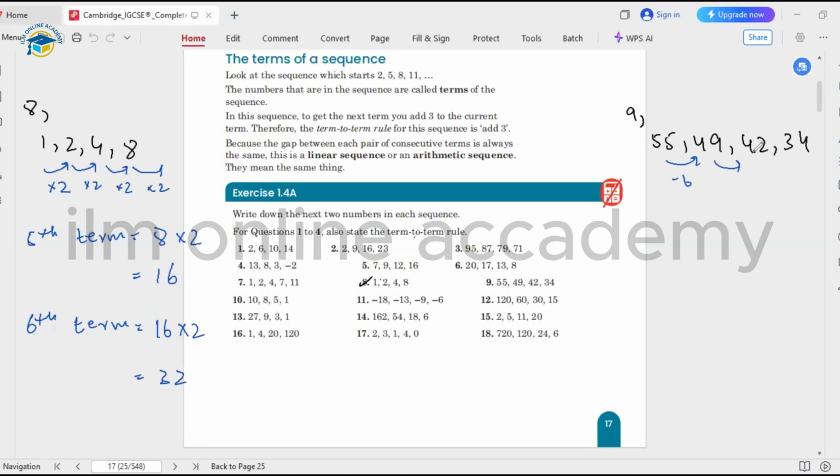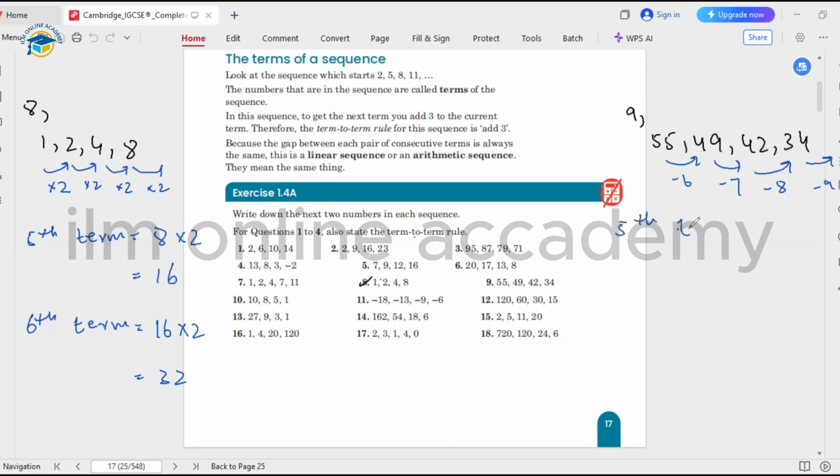Now if I subtract for the next one, 42 minus 49, that will be negative 7, and the next common difference is negative 8. Okay, from 34 you are going to subtract 42. So accordingly, this is my common difference. For getting the next two terms, my common differences will go like negative 6, negative 7, negative 8, negative 9, and negative 10.